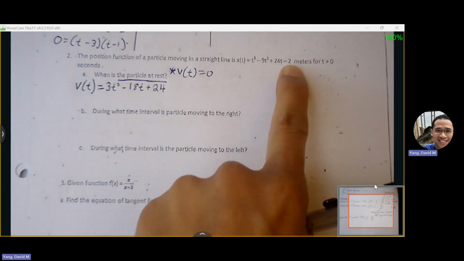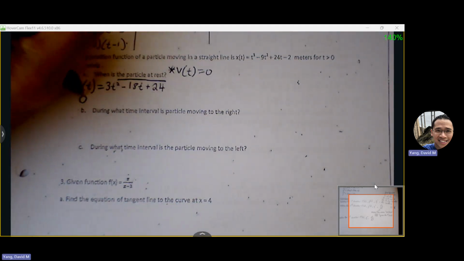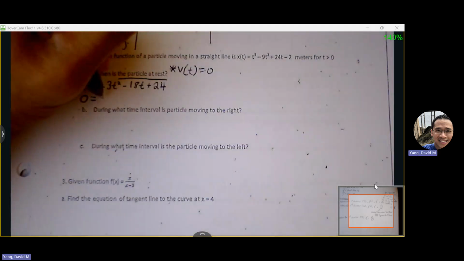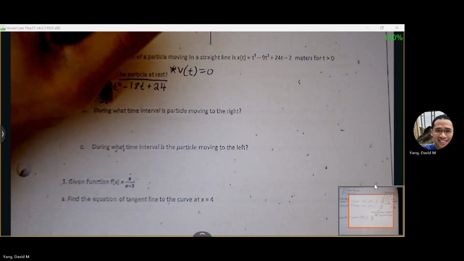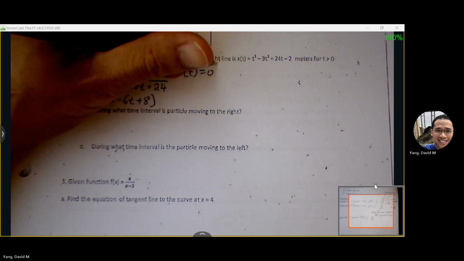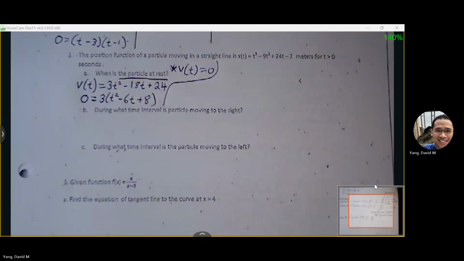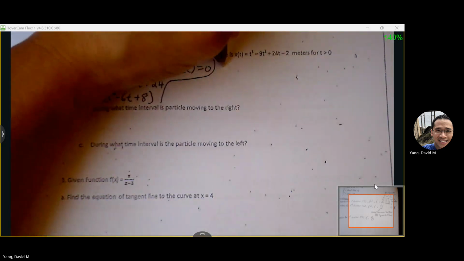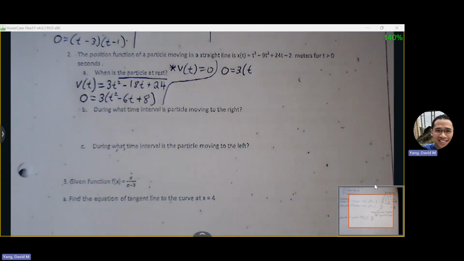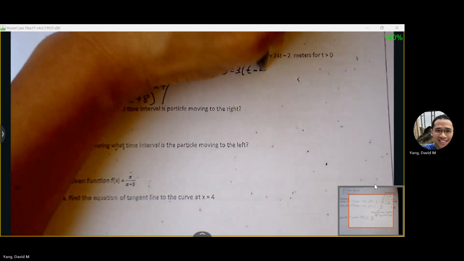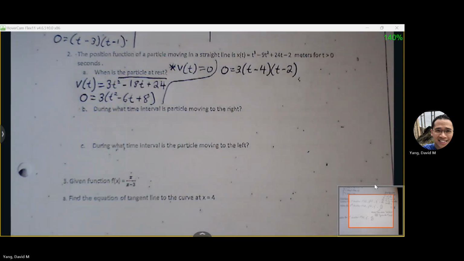Okay, 24t becomes 24. The constant 2 will go away to the 0. Set equal to 0. Again, I've got a factor, so GCF first. Multiplies to be 8, adds to be negative 6. Negative 2 and negative 4, and now we can solve for t.